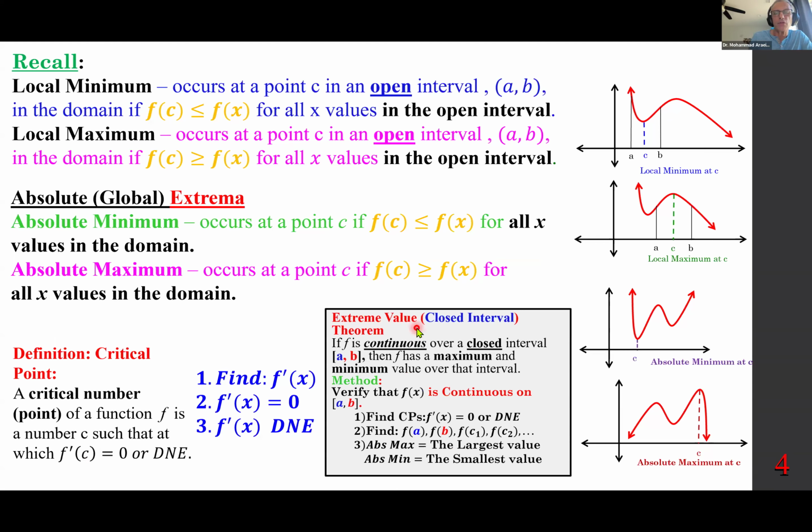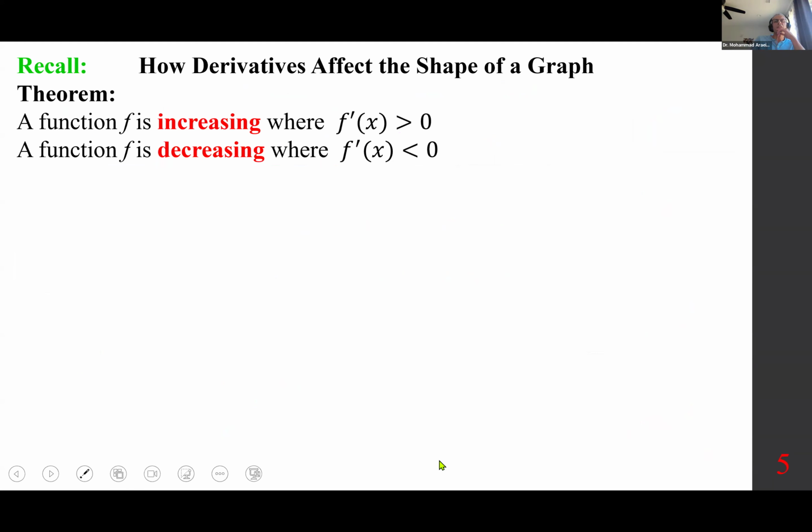Also, we have the extreme value theorem, also known as the closed interval theorem. If f is continuous over a closed interval of a to b, then f has a maximum and minimum value over that interval. The methodology is: verify that f of x is continuous on the closed interval of a to b, find critical points by setting f prime equal to 0 or where it doesn't exist, and find the functional value at the endpoints a and b and the critical points. Absolute maximum is the largest and absolute minimum is the smallest value. Very straightforward, everybody.